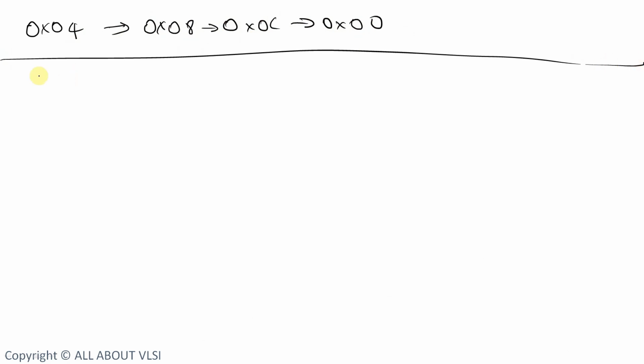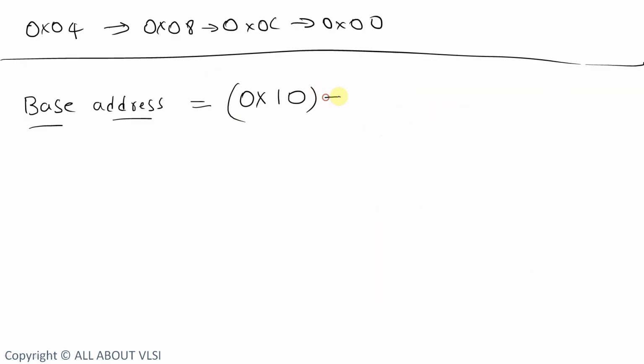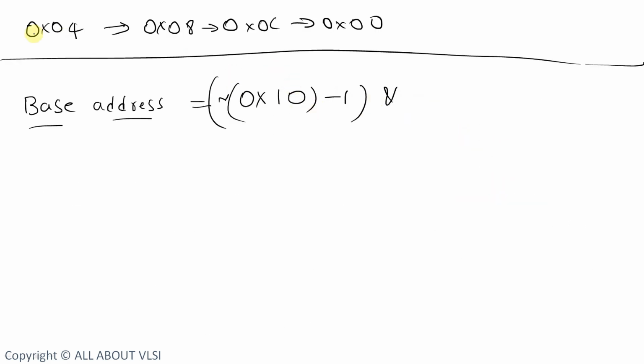So what is the formula? Base address is the address where you are going after reaching the WRAP boundary. Base address is equal to, what is your WRAP boundary? It is nothing but 0x10. So this is our WRAP boundary minus 1, and we should perform a complement of this, and bitwise AND operation with the starting address. Our starting address in this case is 4.